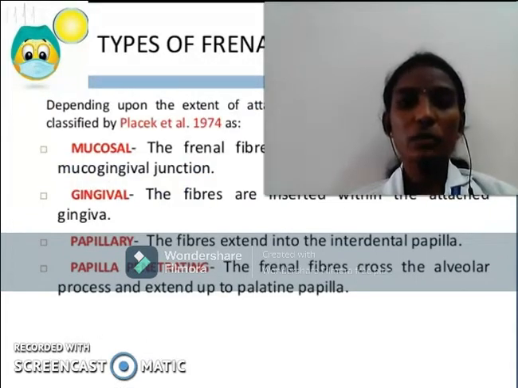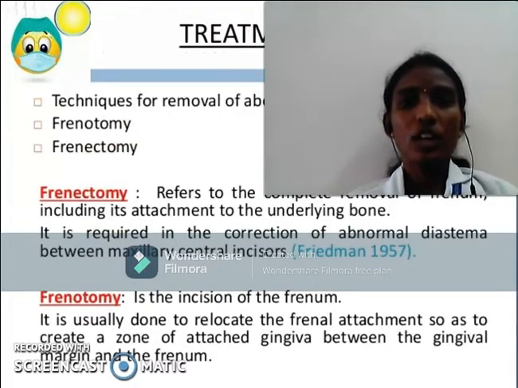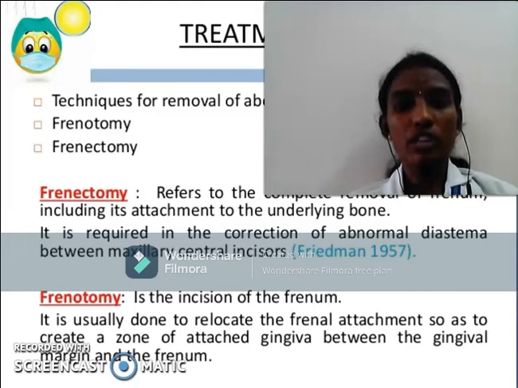Types of frenal attachment are mucosal, gingival, papillary and papillary penetrating. The treatments are frenectomy and frenotomy. Frenectomy is the complete removal of the frenum, including its attachment to the underlying bone. It is required to correct an abnormal diastema between the maxillary central incisors. Frenotomy is an incision of the frenum.